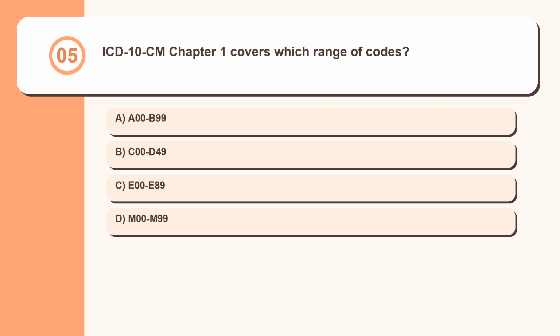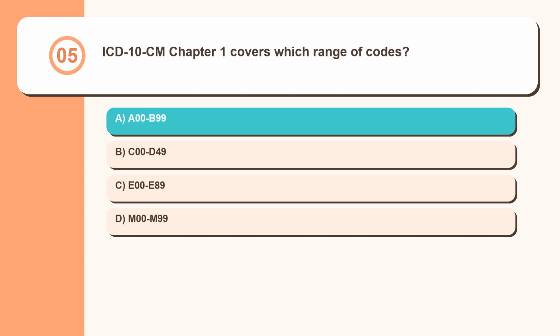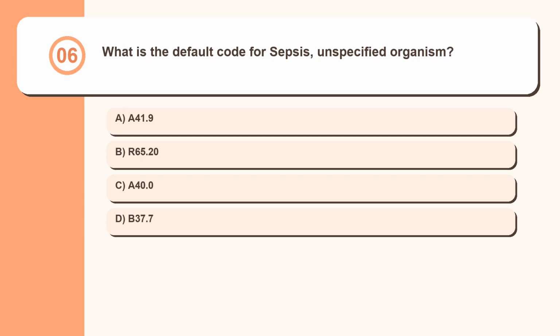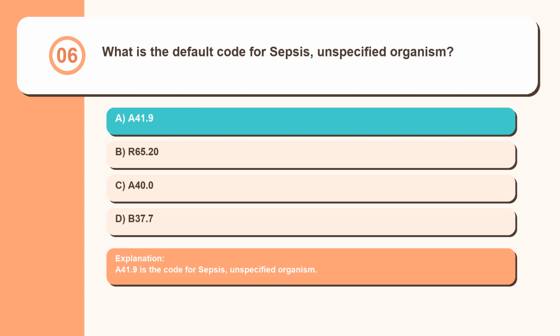Question 5. ICD-10-CM Chapter 1 covers which range of codes? A00-B99, C00-D49, E00-E89, M00-M99. Chapter 1, Certain Infectious and Parasitic Diseases, spans A00 to B99. Question 6. What is the default code for sepsis, unspecified organism? A41.9, R65.20, A40.0, B37.7. A41.9 is the code for sepsis, unspecified organism.